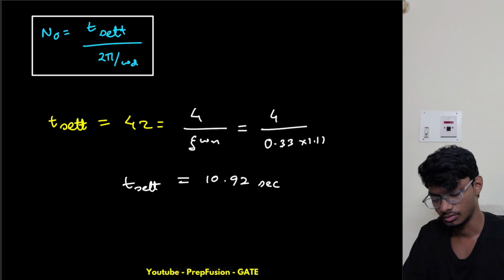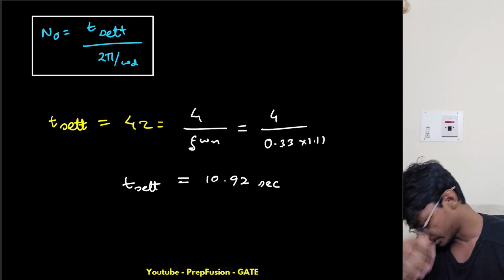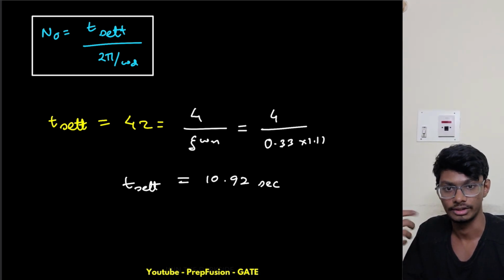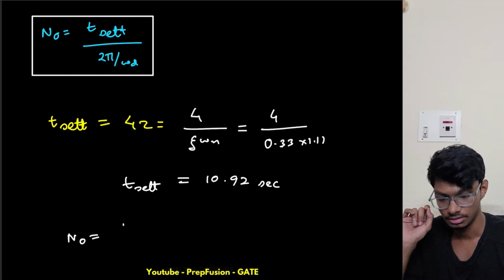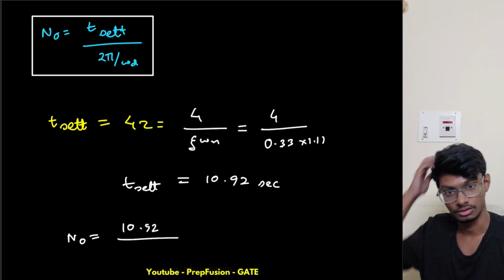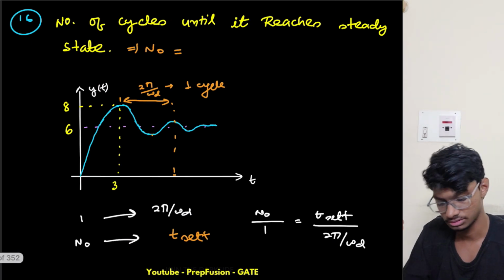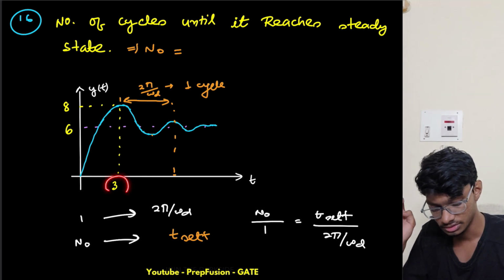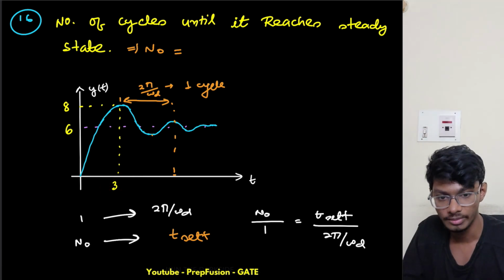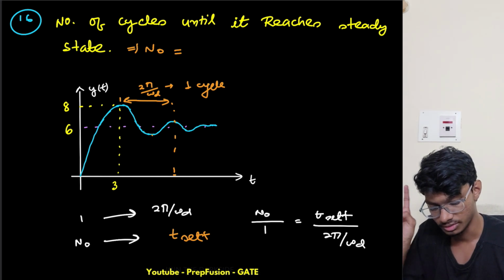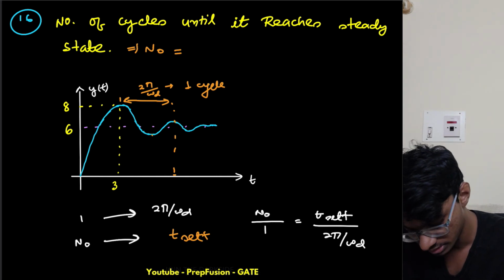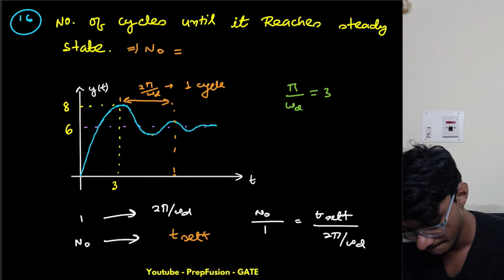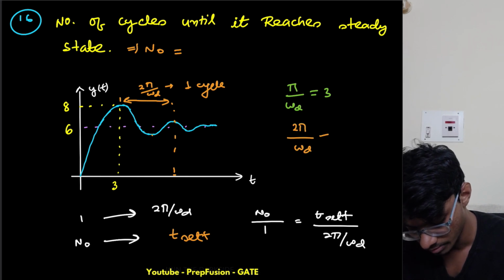Now let's find NO. How many cycles does it cover? So NO will be simply t settling by one time period. One time period is 2 pi by omega d. What will 2 pi by omega d be? We know pi by omega d is the peak time, which equals 3, so 2 pi by omega d equals 6.